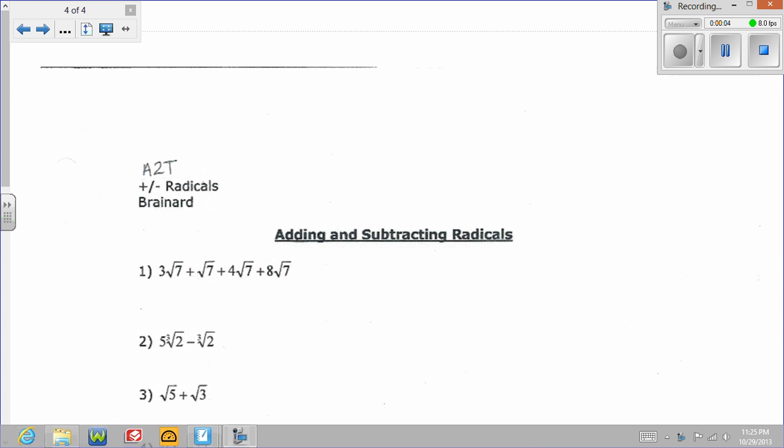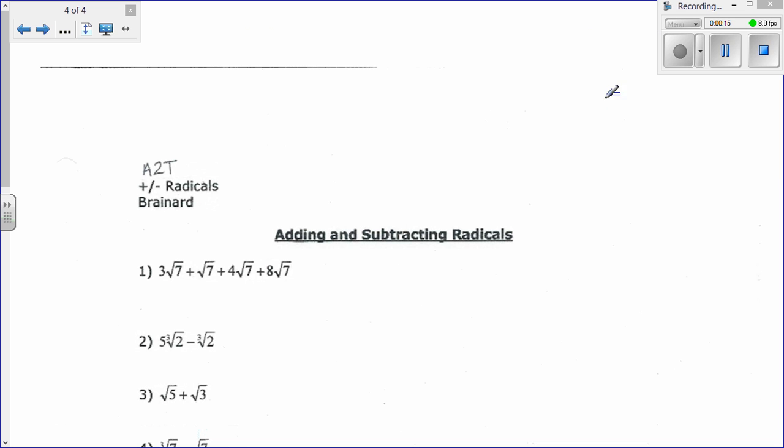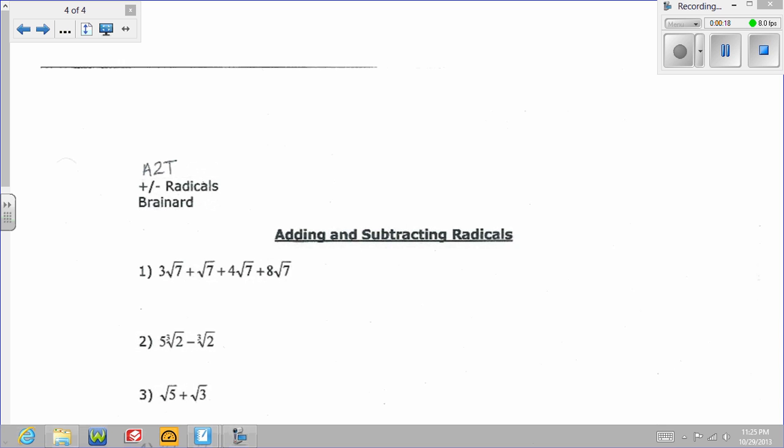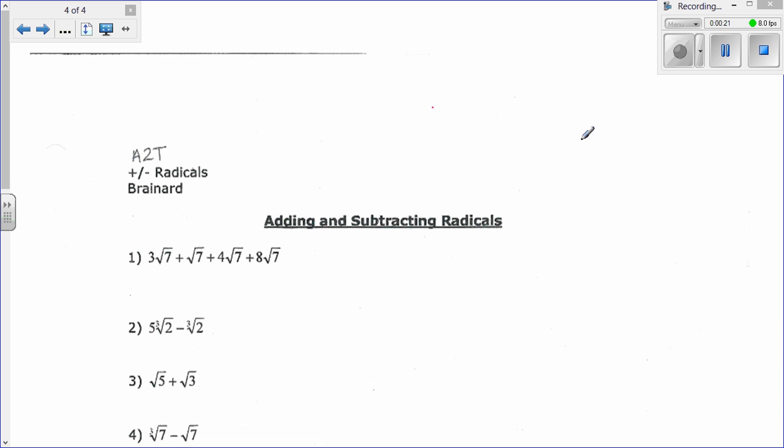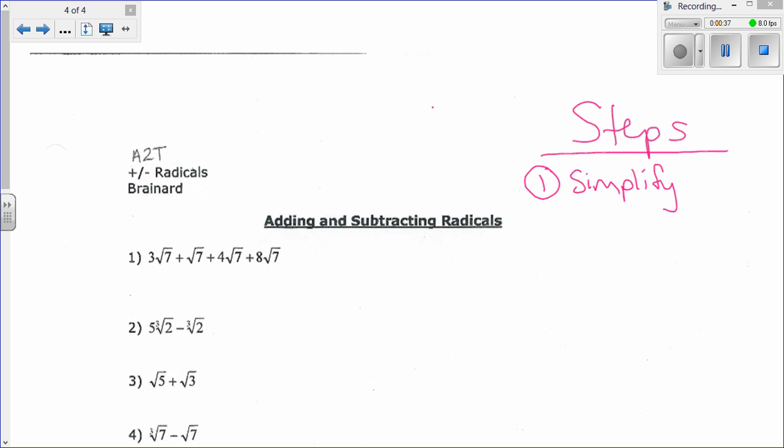Hi, and welcome to day 3 of radicals. Today we are adding and subtracting. There are a few steps that you should have first. Alright, so the steps we need are 1, simplify the radical, and 2, combine like terms.